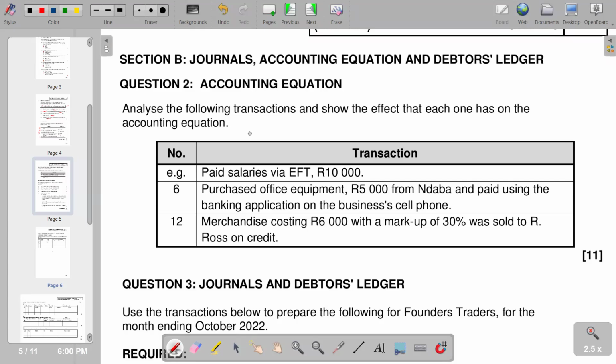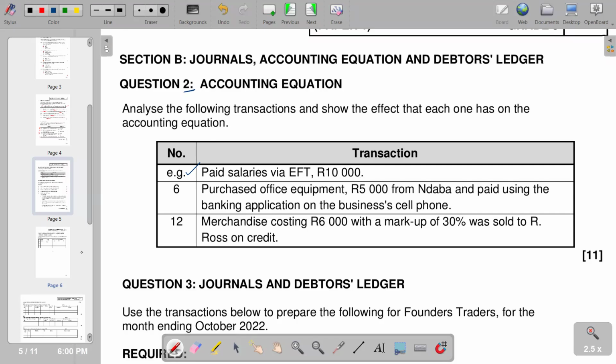In this video, I want to look at the accounting equation. We have a question two that we want to look at. The question reads, analyze the following transactions and show the effect that each one has on the accounting equation. The first part is an example: paid salaries via EFT, 10,000 rands.